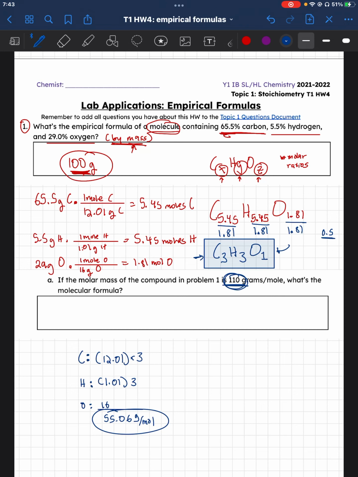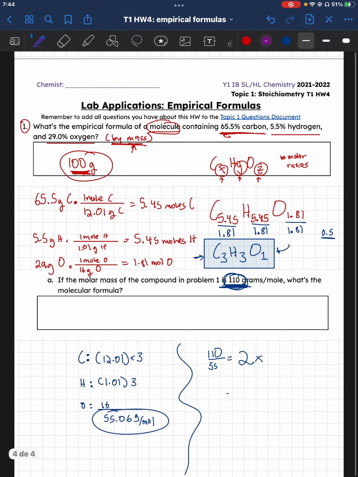All right, so I know that my empirical formula has a molar mass of 55.06. The actual molecule, how it actually exists, not in its simplified form, has a molar mass of 110 grams per mole, that means 110 divided by 55.06, let's just round to 55, gives me 2. And so that means that the molecule actually has double what the empirical formula has. So all I'm going to do is double all of my subscripts. So I end up with C6H6O2 as the molecular formula.